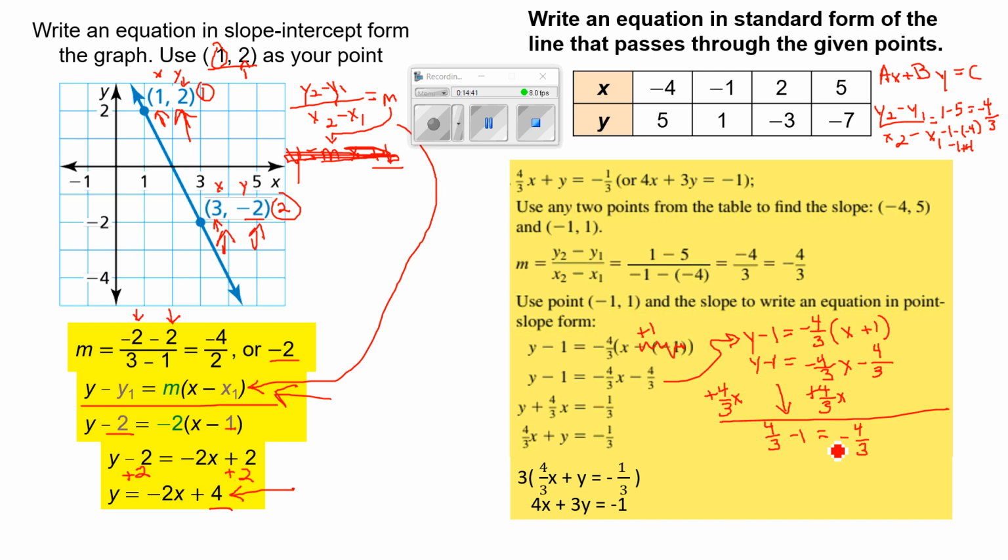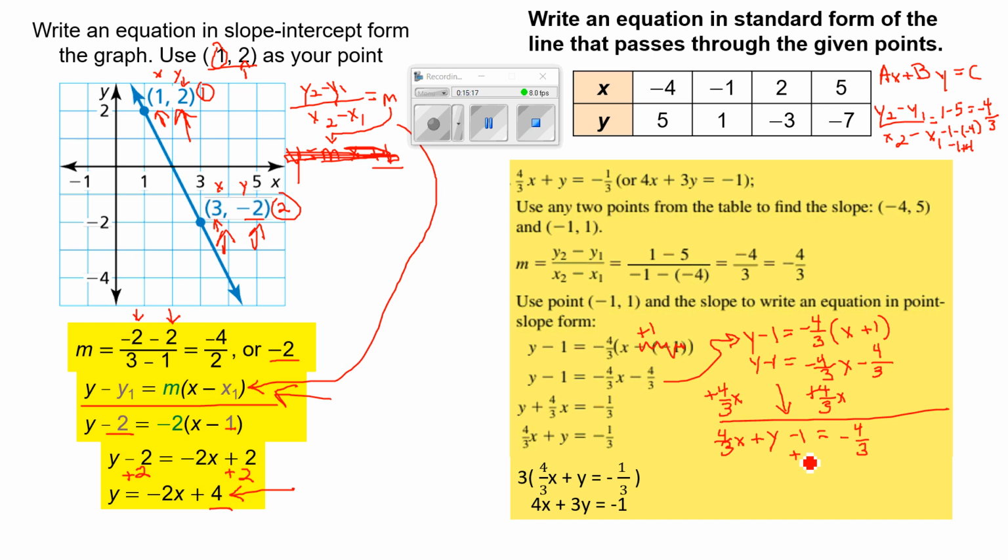Next, let's see, what's missing? You know what? The y is missing. So I needed to put, yeah, because this was 4 over 3. Let me go ahead and bring down that y. I'm glad I caught that now before I made a mistake later. So this is 4 over 3x plus y, and this was the minus 1 equals.